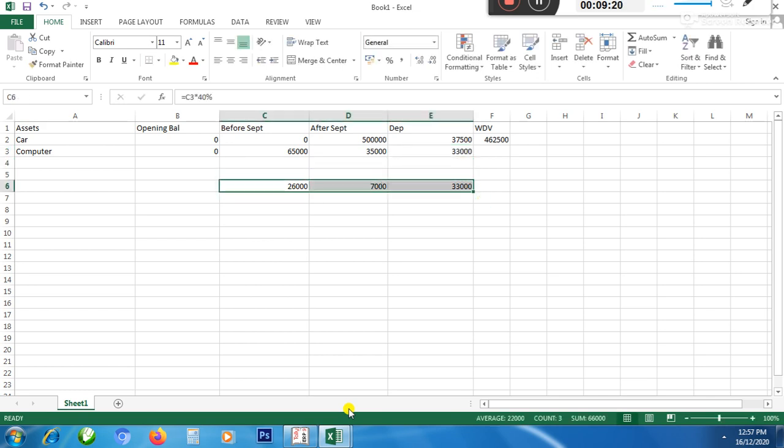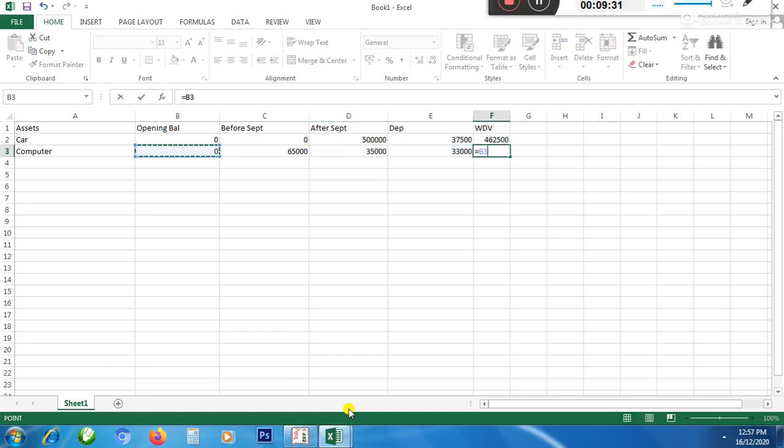This I'll remove. Okay. Understood how to do. Before value, full percentage; after value, after September, half the rate. So total depreciation is calculated. The written down value becomes opening balance plus before value plus after value minus depreciation.